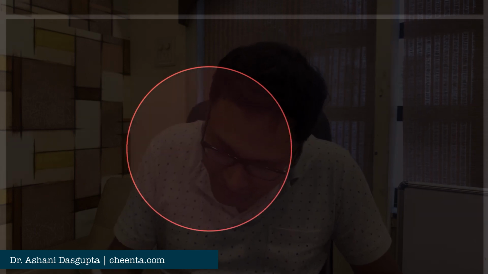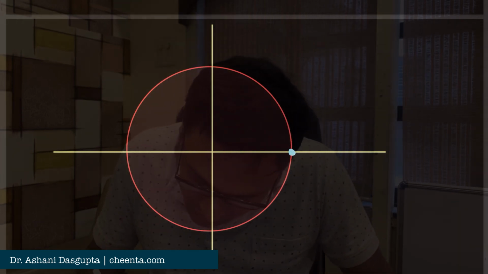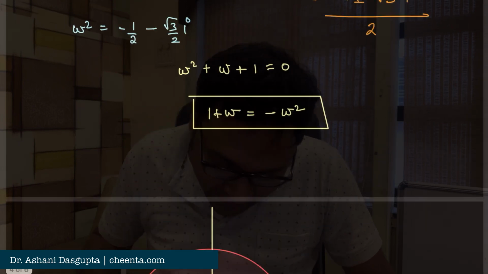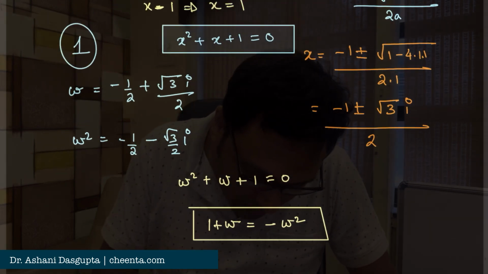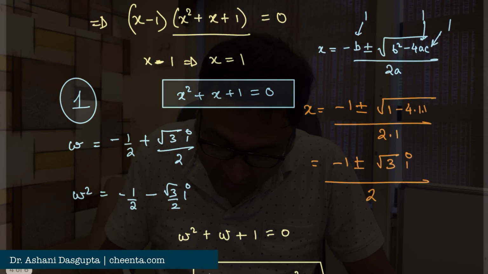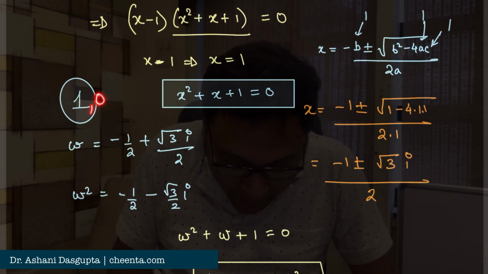In fact, I will show you a geometric presentation of this. If you take the unit circle and draw the x-axis and the y-axis, then I can actually show you the three roots of unity. There are 3 points on the plane. The first one is this one, which is (1, 0). That is the first root that we got, 1. Okay, so it's not really 1, it's actually (1, 0).